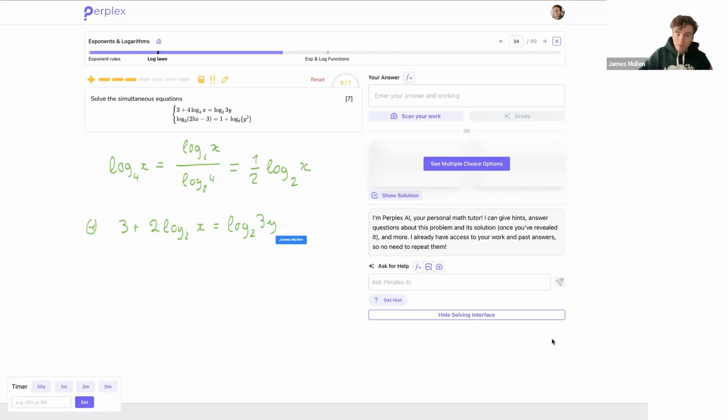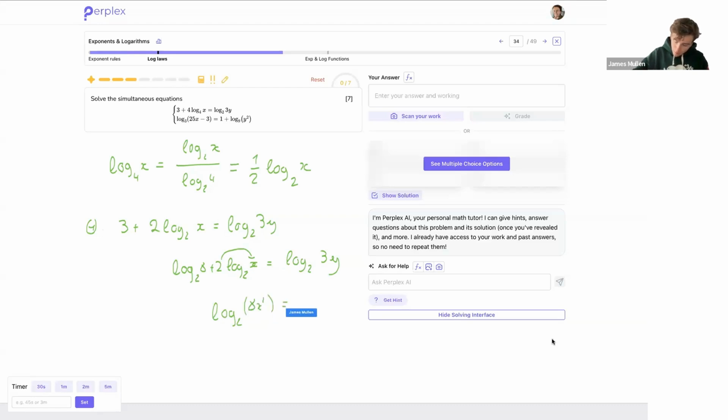So I need to do something with this 3, and I can realize that the 3 I can write as log base 2 of 8. So log base 2 of 8 plus 2 log base 2 of x is equal to log base 2 of 3y. So this becomes, I'm going to put the 2 inside there and write log base 2 of x squared. And then, since I have log base 2 of 8 plus log base 2 of x squared, it's going to be log base 2 of 8x squared.